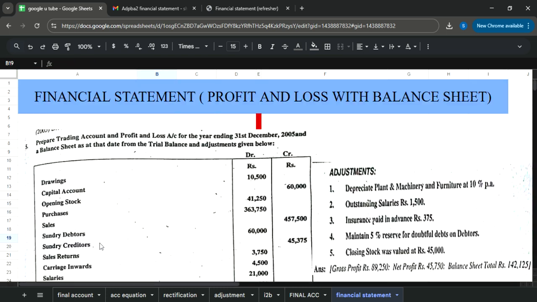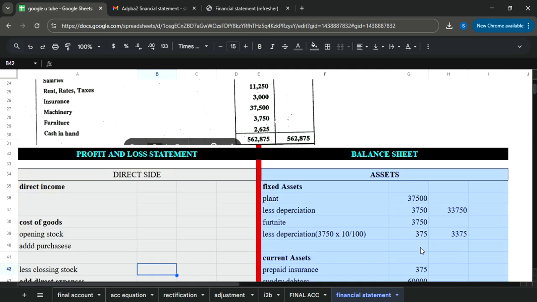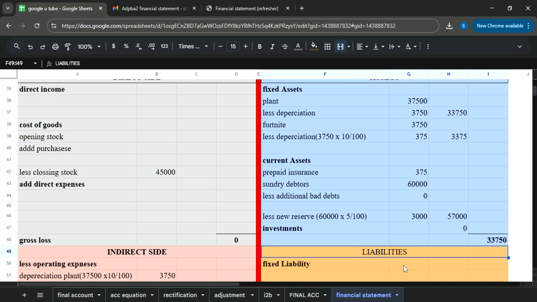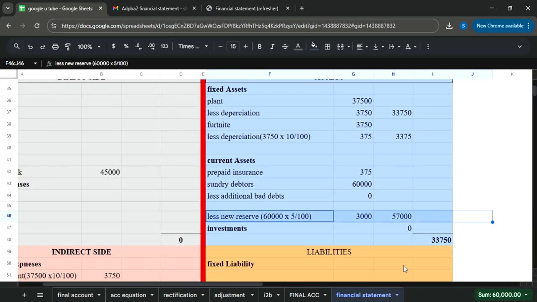Now how much closing stock can we see? It is 45,000. Mention 45,000 over here. And the second effect would be in current assets. For that purpose we need some space, so here we will be creating one more row so that we can write closing stock.